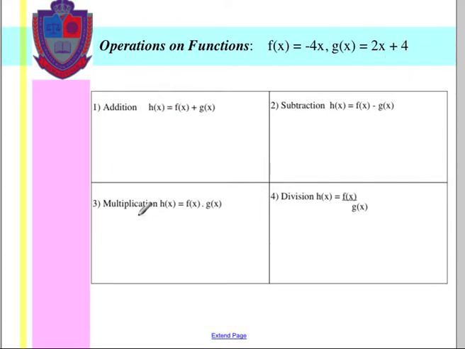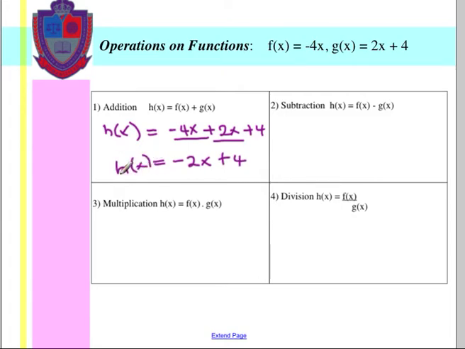We talked about addition and multiplication. Subtraction, division is very similar. So we want to find the addition, and when I add f of x and g of x, I'm going to call it h of x. So h of x is equal to f of x, which is negative 4x, plus 2x plus 4. Combining like terms, these are my like terms right here. Negative 4x plus 2x is negative 2x plus 4. So h of x is equal to negative 2x plus 4.